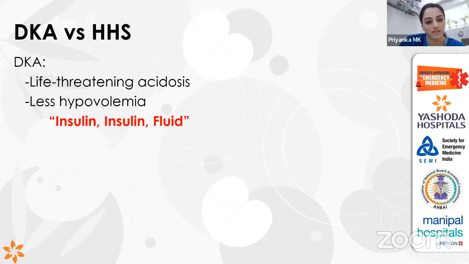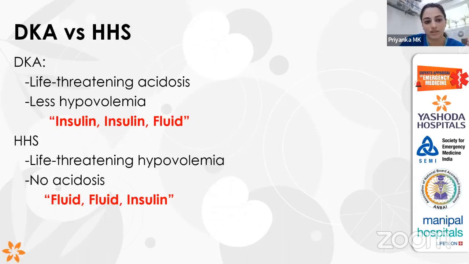DKA versus HHS. What is important in DKA is you have life-threatening acidosis, less hypovolemia. So the goal is more of insulin with fluid. In HHS, it's life-threatening hypovolemia, no acidosis. So the goal is fluid, and also insulin to control the sugars.